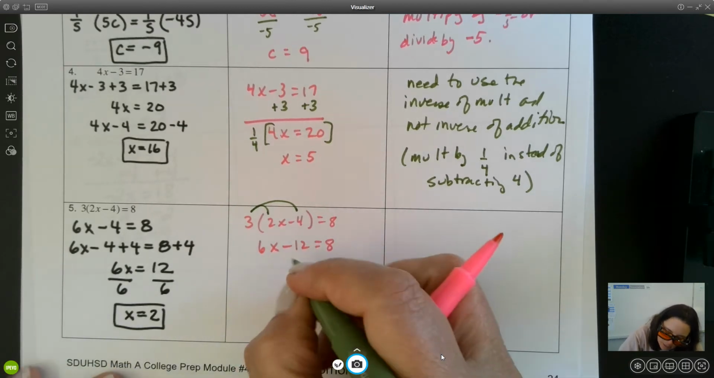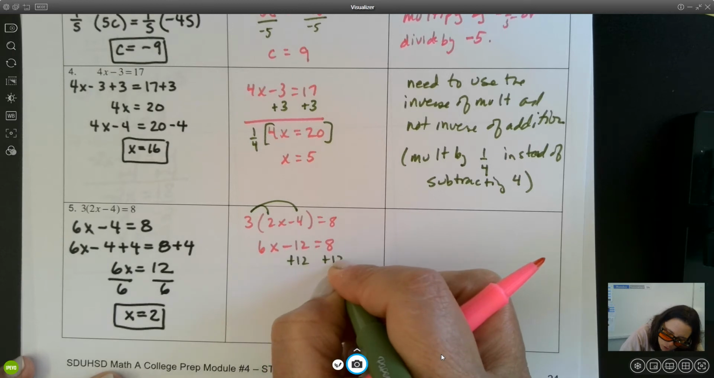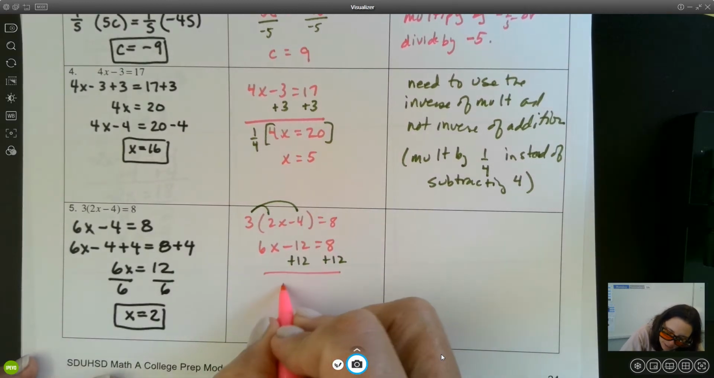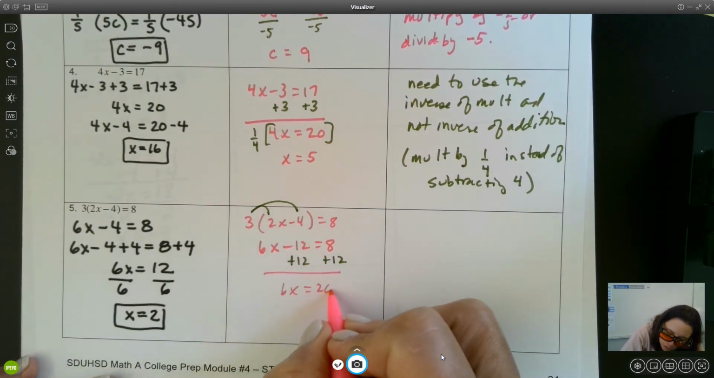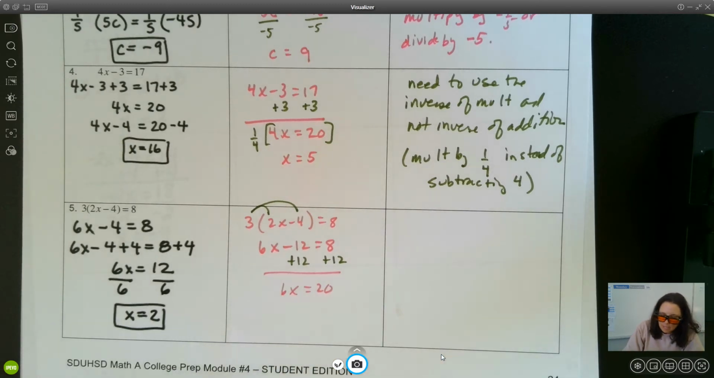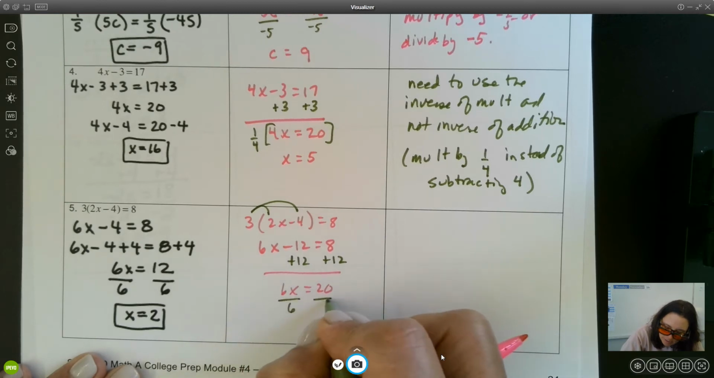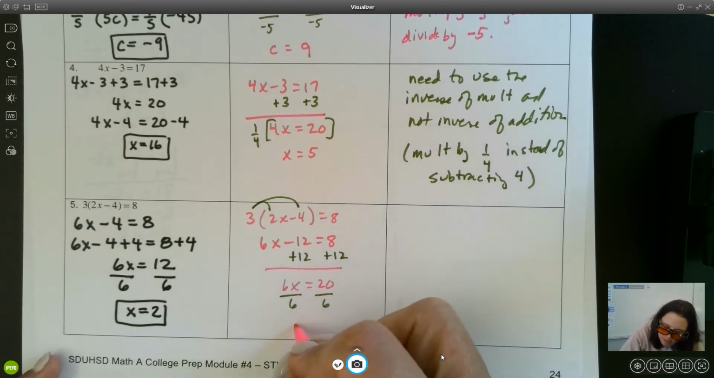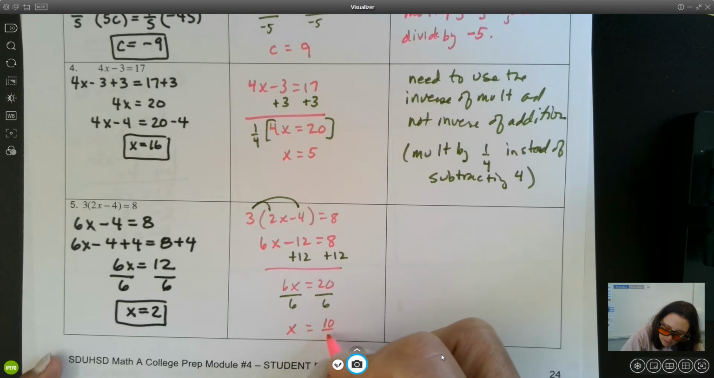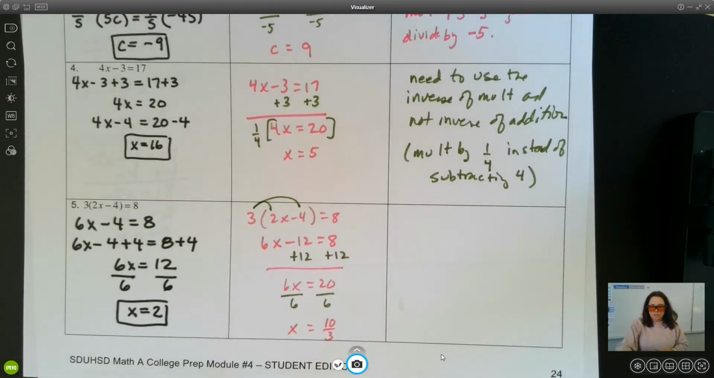We've got to get rid of this minus 12 by adding 12 to both sides. 6x equal 20. Now we need to divide by 6, or take a sixth of both sides. That comes out to be 10/3. A much different answer. Let's see where they went wrong.